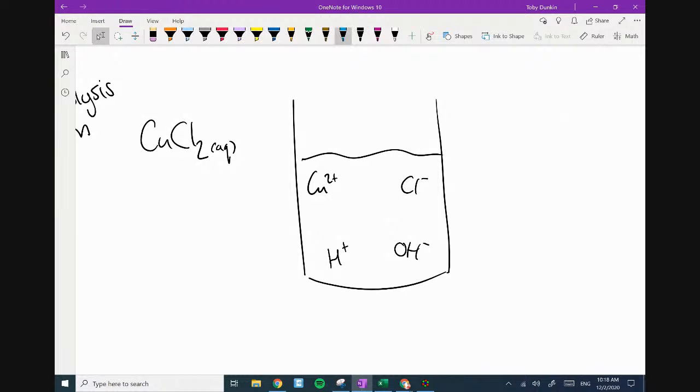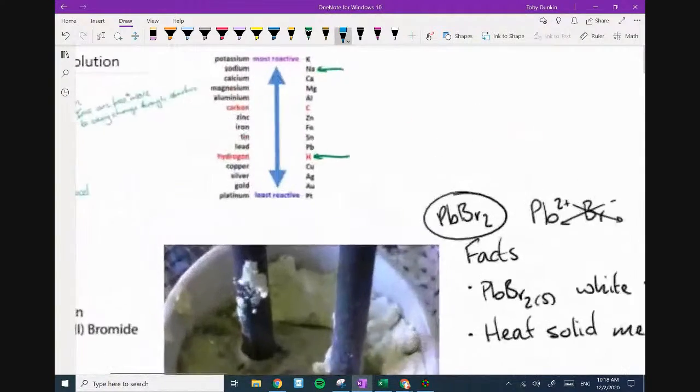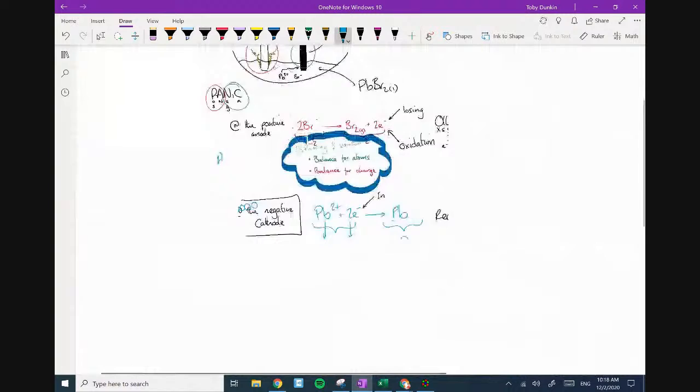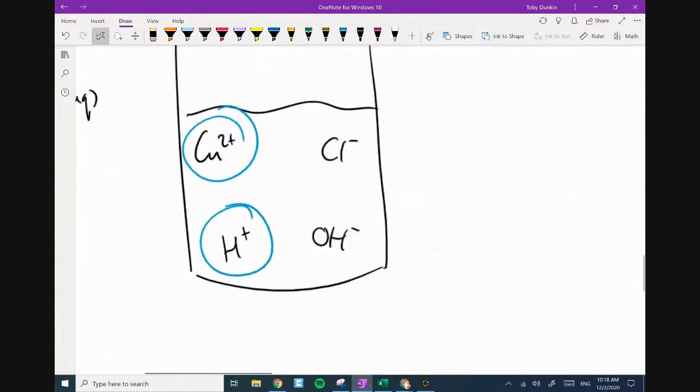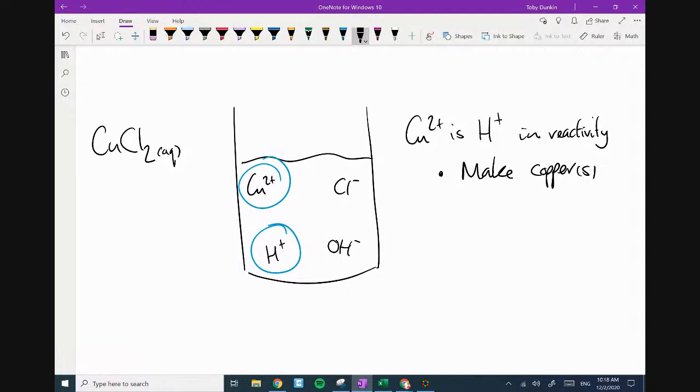First thing, compare the reactivity of the positive ions. Right, so where's my reactivity series? I go, ooh, copper is below hydrogen. I'm going to get copper metal here, not hydrogen gas. So Cu2+, copper is lower than hydrogen in reactivity. So what I'm going to see is I am going to therefore make copper, not hydrogen gas. I'm going to make copper solid, copper metal on the electrodes, on the negative electrode.